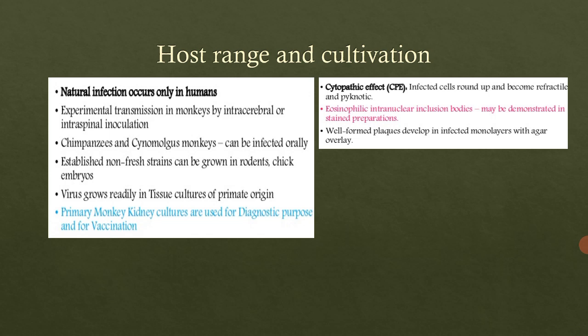Now you look at the second picture. Primary monkey kidney cultures are used, right? We have isolated the cultures and inoculated them in the tissue culture. Now the infected cells will round up and become refractile and pycnotic cells. Then eosinophilic intranuclear inclusion bodies may be demonstrated in the stained preparations of that culture.